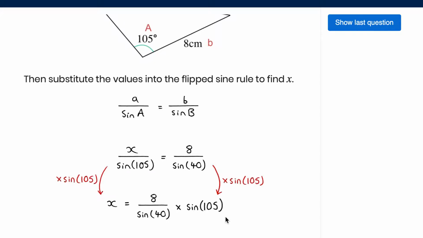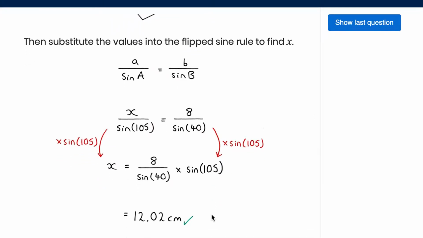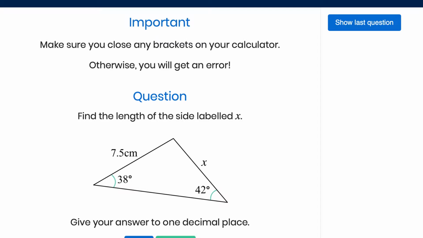So if you press the fraction button and then press 8, then press the down button and enter sine 40 into the denominator space, making sure to press the right bracket button at the end. Finally, press the right directional button and enter times sine 105 before closing the brackets and pressing equals to get an answer of 12.02 centimeters when rounded to 2 decimal places. Okay, so before moving on to an example for you to practice, an important point. You must make sure to close any brackets on your calculator, otherwise you will get an error.